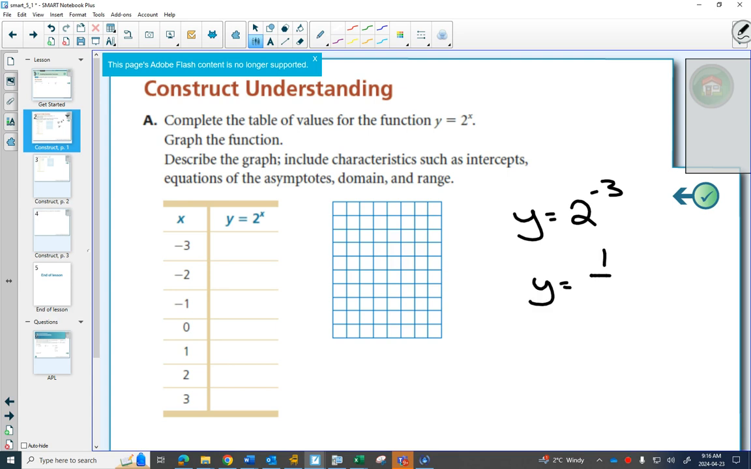If you have a negative exponent, that moves that power to the other side of a fraction. So 2 to the negative 3 is like 1 over 2 to the 3. And if you do 2 to the 3, that's 2 times 2 times 2. That would be 1/8. So when I plug in negative 3, I get 1/8. If I plug in negative 2, it would be 1 over 2 squared. That would be 1/4, and negative 1 gives 1/2.